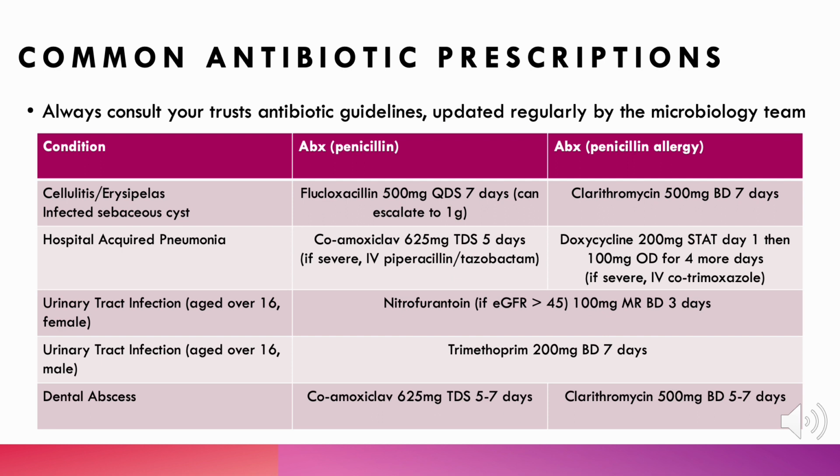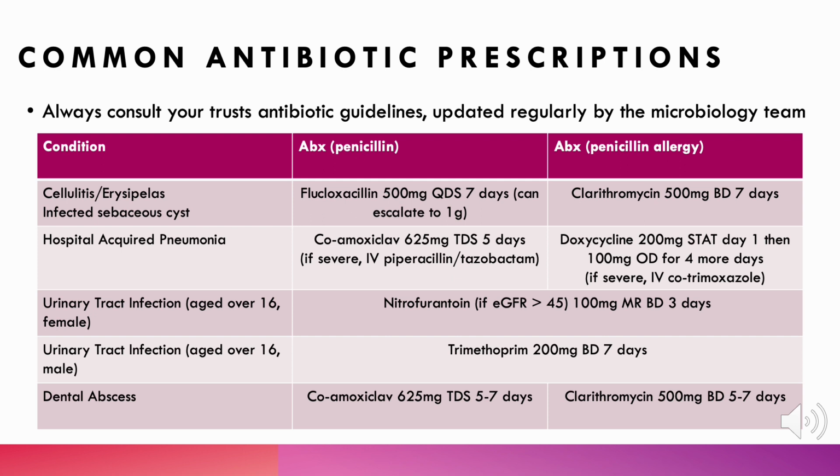So this is just a little table about common infections that you might come across while you're working in MaxFax. Obviously, always consult your trust's antibiotic guidelines, which is updated regularly by the microbiology team. So I've just split it into penicillin and then penicillin allergy. So you've got your cellulitis, which would be flucloxacillin in those who can have penicillin, or clarithromycin in penicillin allergy. Hospital-acquired pneumonia would be co-amoxiclav, and then doxycycline in the penicillin allergy. Just to know about doxycycline, you actually prescribe 200 milligrams for the first day, so a stat dose of that, and then every day after that, it's only 100 milligrams, usually for 4 more days after that.